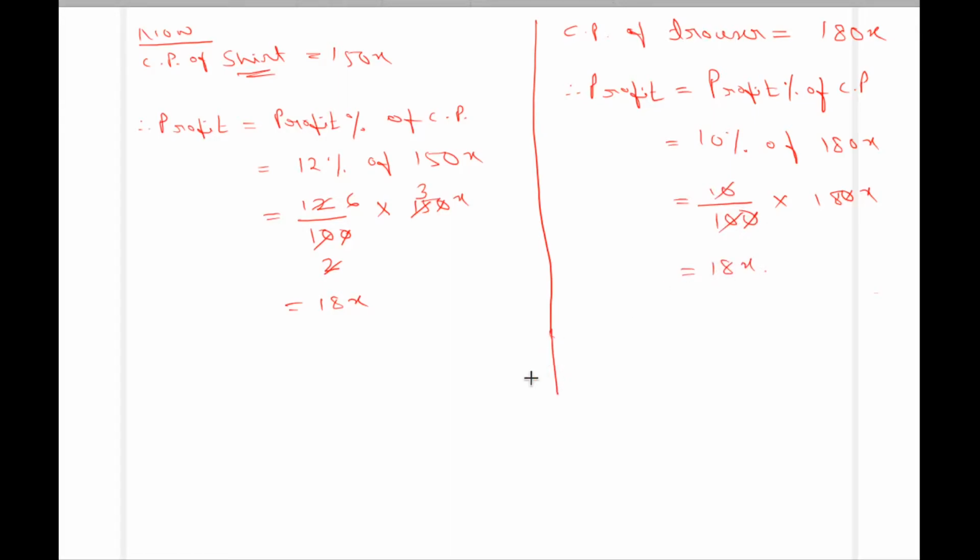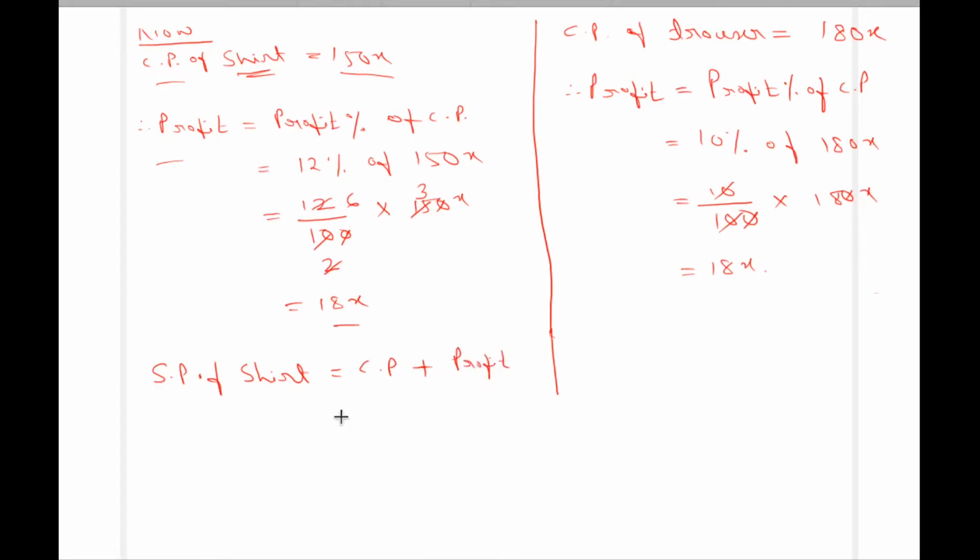Now see, here for shirt the cost price is 150x, profit is 18x. So now we have to find out the selling price. The selling price of shirt equals cost price of shirt plus profit.